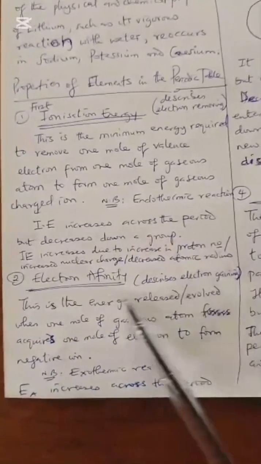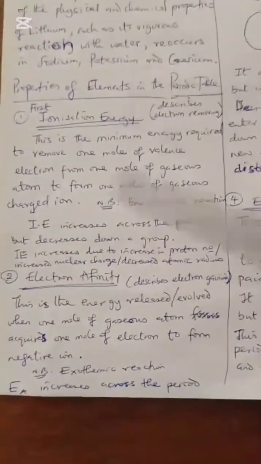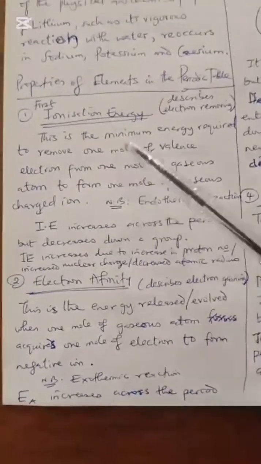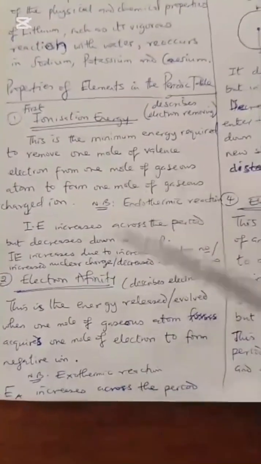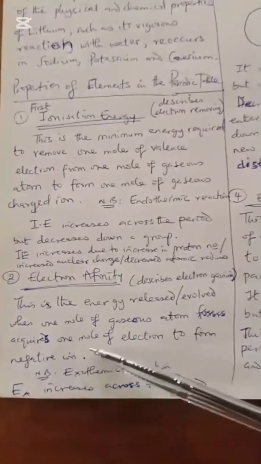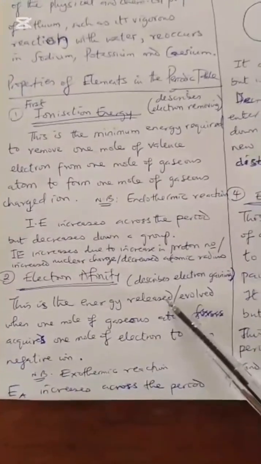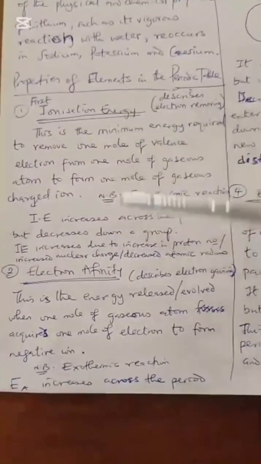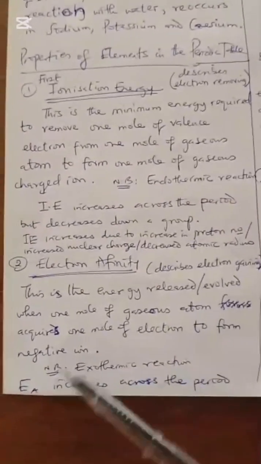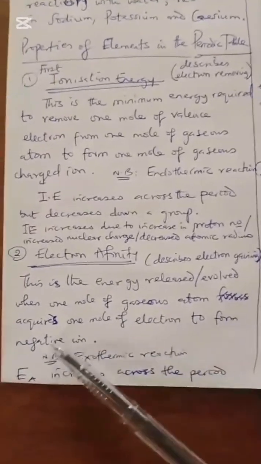Electron affinity, which describes electron gaining, is like the opposite of what we just discussed, ionization energy. Let's define that. These definitions are very important. That's why I sent you the notes. If you want your full mark in a standard exam, give the definitions as close as possible. So this is the energy released. Ionization energy is energy absorbed, while electron affinity is energy released, the energy given out when 1 mole of gaseous atom acquires 1 mole of electron to form negative ion.